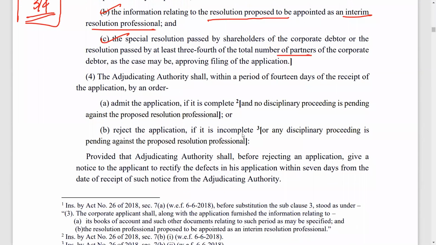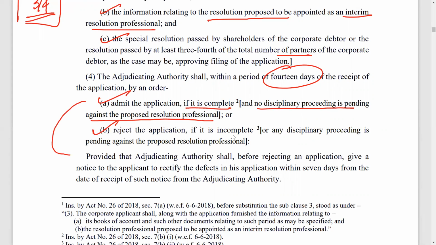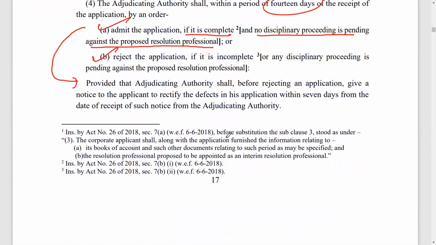Again, NCLT is going to take 14 days time, and within 14 days NCLT is going to admit the application if the application is complete and there is no disciplinary proceeding pending against the proposed resolution professional, or else the application is going to be rejected. Once the application is admitted, within 14 days, the NCLT declares that the CIRP process has commenced.